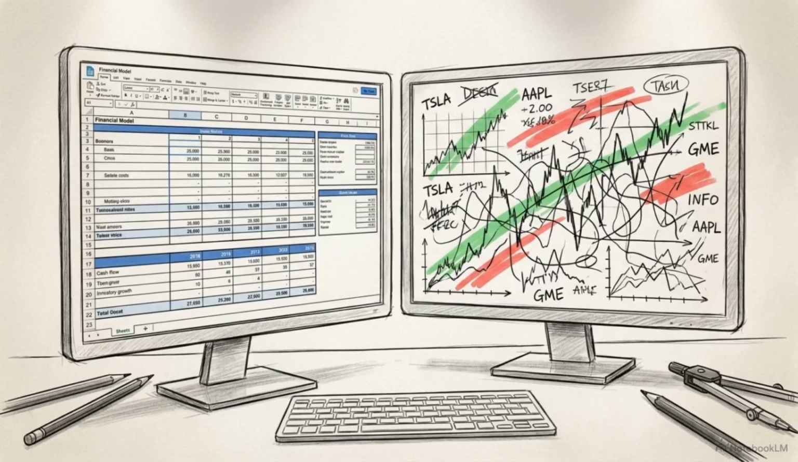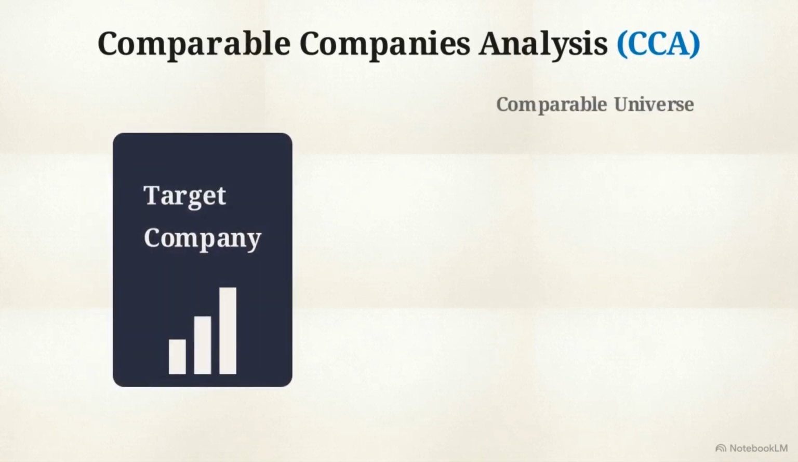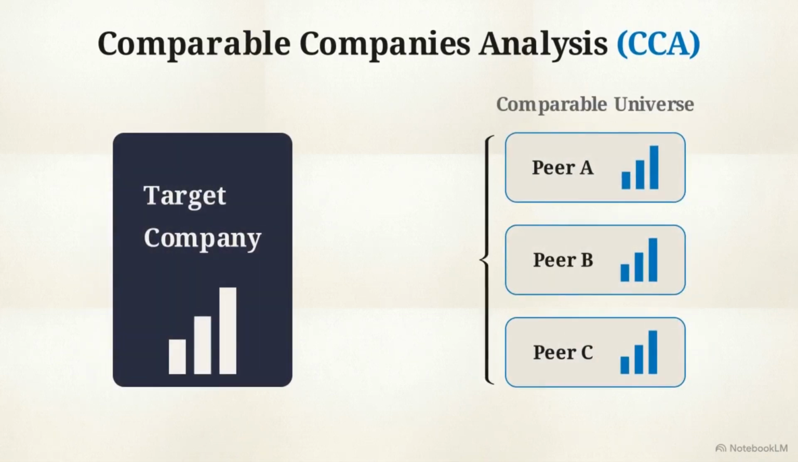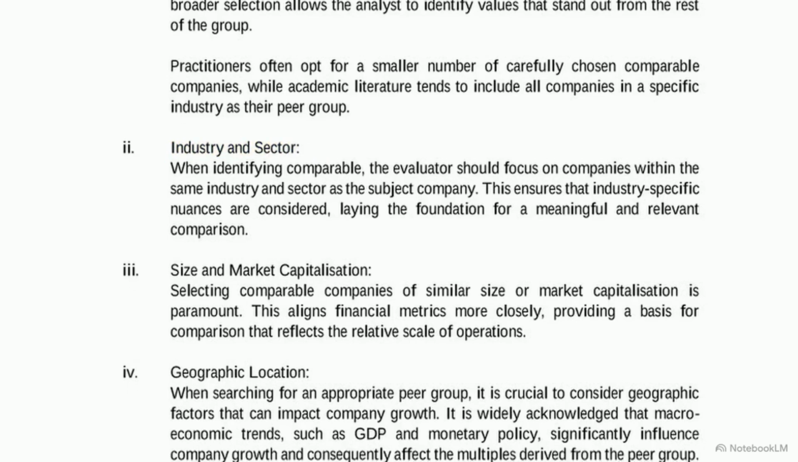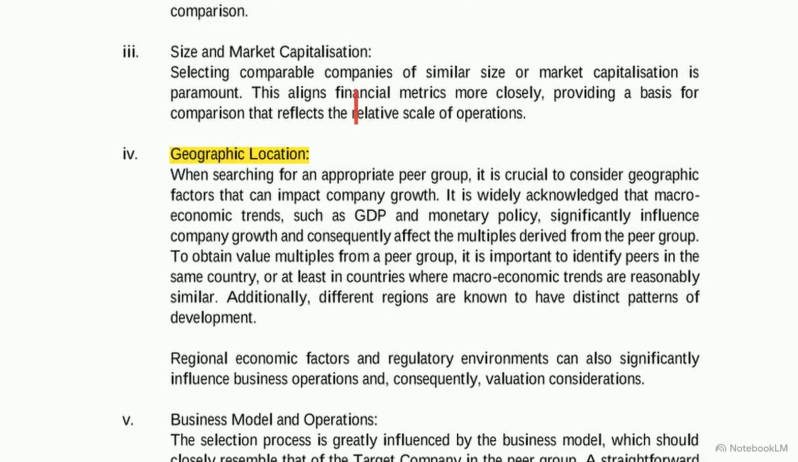Even a perfectly structured spreadsheet is ineffective if its projections are divorced from external market realities. To validate the internal logic, analysts perform a comparable companies analysis, or CCA, which provides an empirical benchmark for valuation. Building a valid peer group requires strictly defined criteria. Peers must align by industry, market capitalization, and operational scale. Geographic factors also play a role, as macroeconomic trends like GDP directly influence the valuation multiples of the peer group.